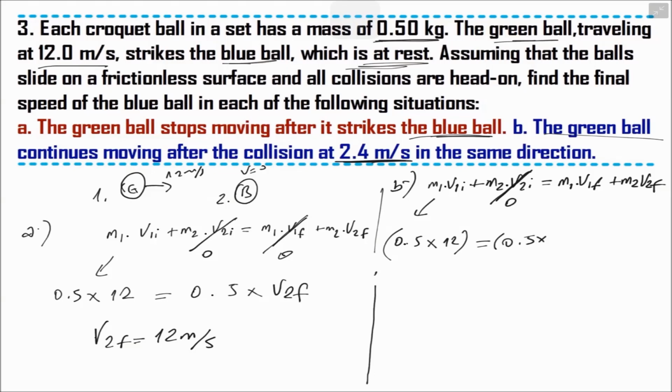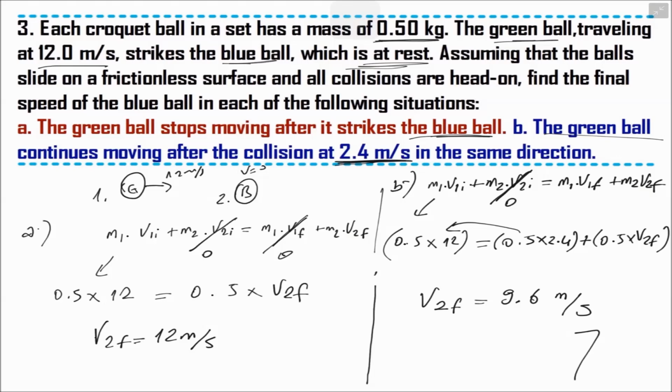0.5 times the velocity of the green ball, given as 2.4, plus 0.5 times v2 final. If we do the calculation, send this term to the other side and divide both sides by 0.5, v2 final will be 9.6 meters per second, in the same direction.